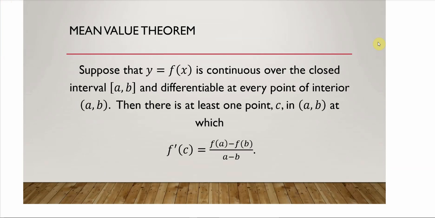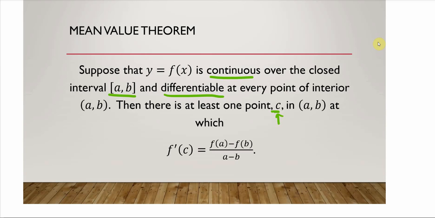Suppose that y equals f of x is continuous over the closed interval a and b. Wait a minute, that sounds very familiar. Sounds like Rolle's theorem. It's continuous, which gets rid of the holes, the asymptotes, and the jumps. And this says that we're going to include the endpoints. Differentiable is going to get rid of the peaks, cusps, and corners, right? Then there's at least one point c. There's going to be a c between a and b.